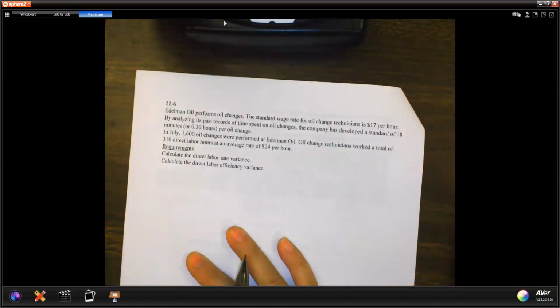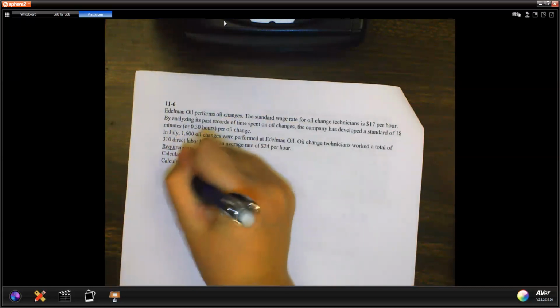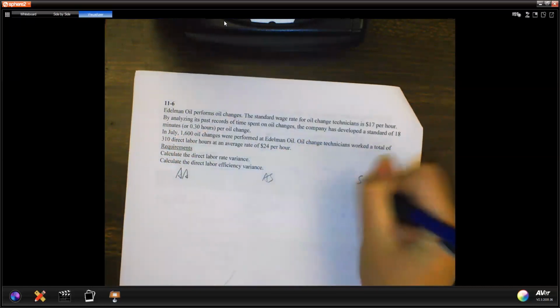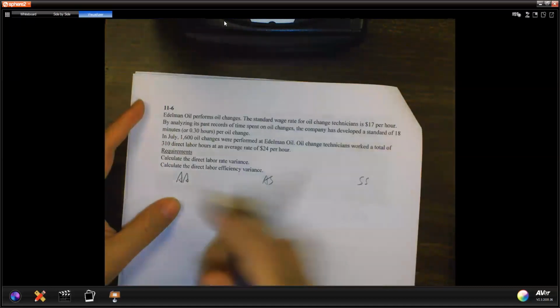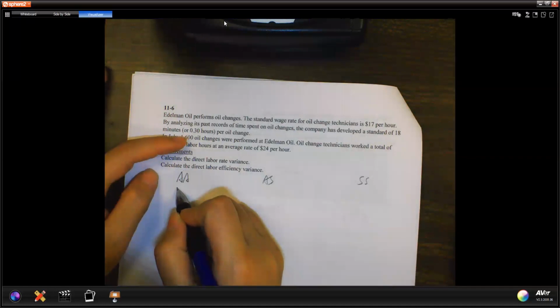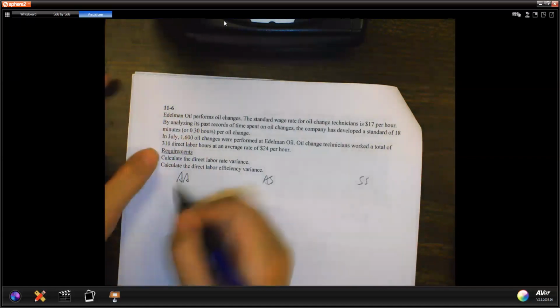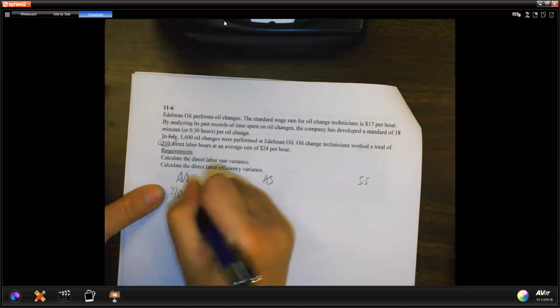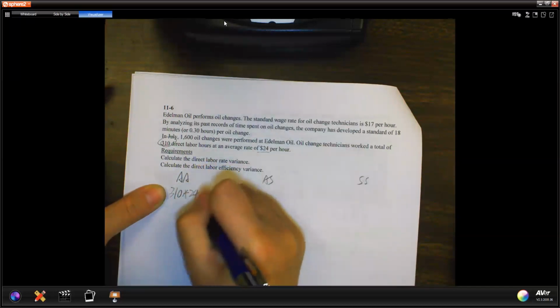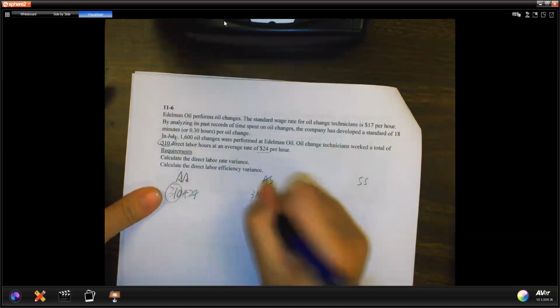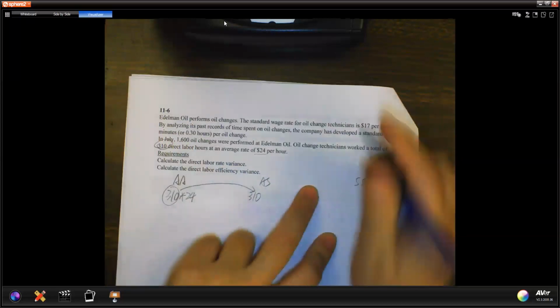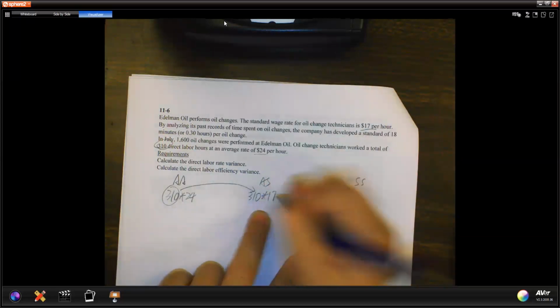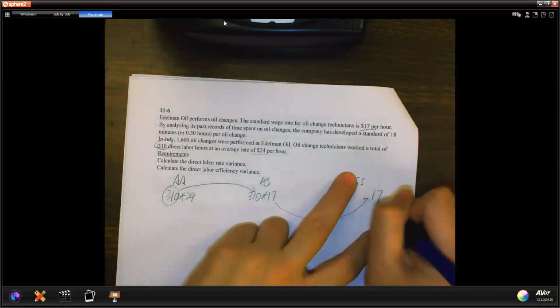Okay, so next one is just an example. I show you my work. Later I posted it to the Blackboard, but I just put the things here. We said your actual hour is 310, and then 24. When I put 310, I put 310 here. My standard should be 17. And when I put 17 there, I put 17 here.